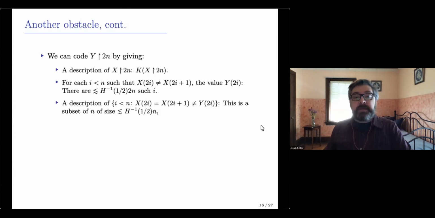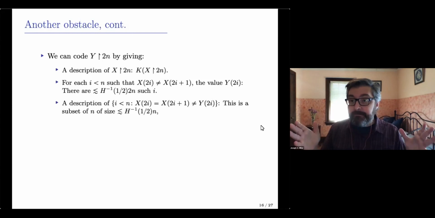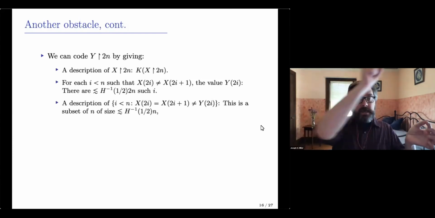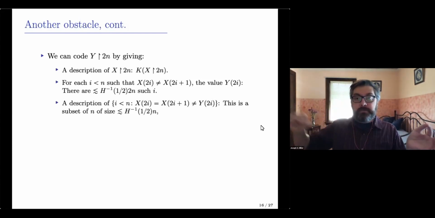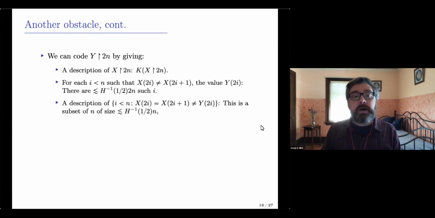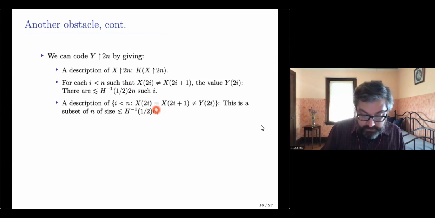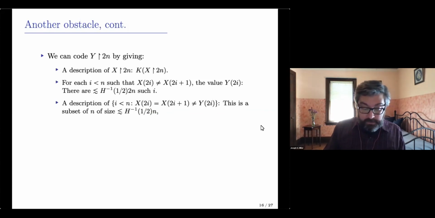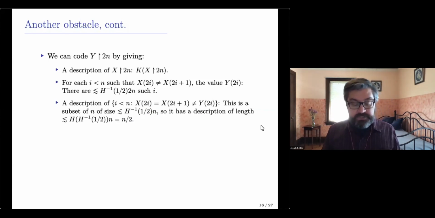Now it's a little bit harder for these pairs where I changed both bits. Now I really have to think of this as a subset of n of size h inverse of 1/2 times n, right? In other words, I have a sequence of length n, and I want to mark the positions where you made the changes. And why is it h inverse? Why is it a 2n here and an n here? Because here I'm only changing 1 bit, here I'm changing 2, so I can do half as many.